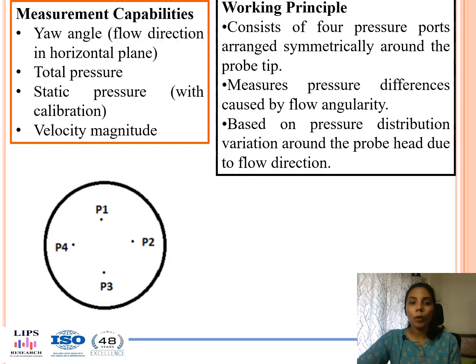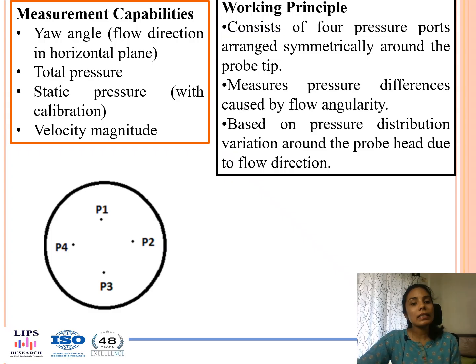This particular probe is primarily used to determine the yaw angle, which represents the direction of the flow in the horizontal plane, which in turn helps us to find the flow angularity. By analyzing how the flow approaches the probe, we can understand its angular deviation. In addition to the flow direction, the probe can also measure total pressure directly. With proper calibration, it can further estimate the static pressure with a few mathematical calculations.